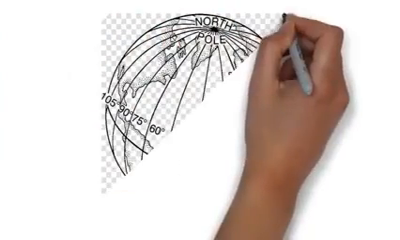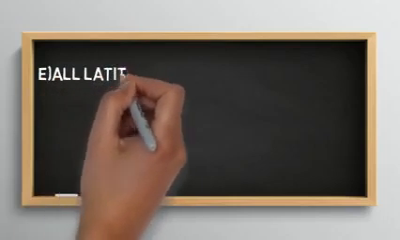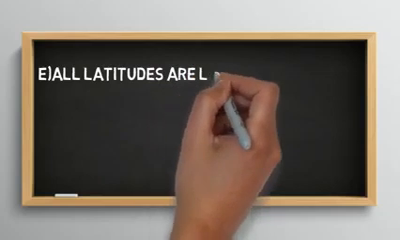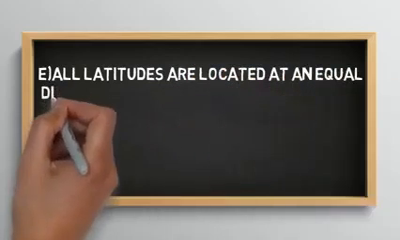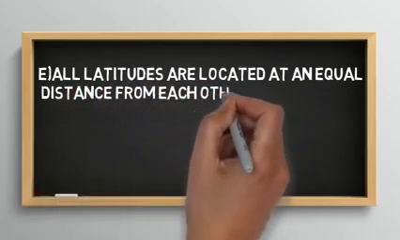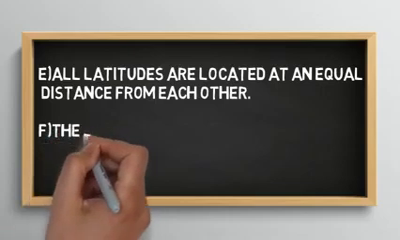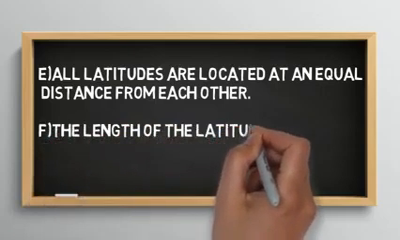Here it is shown that North Pole is just a point. Similarly, South Pole is also a point. All latitudes are located at an equal distance from each other. The length of the latitude decreases as we move from equator to the poles.